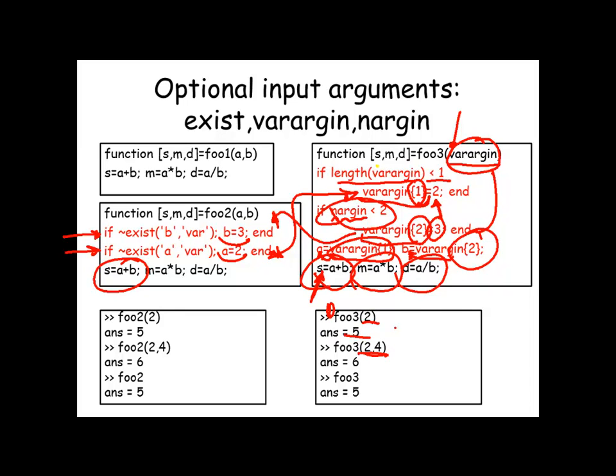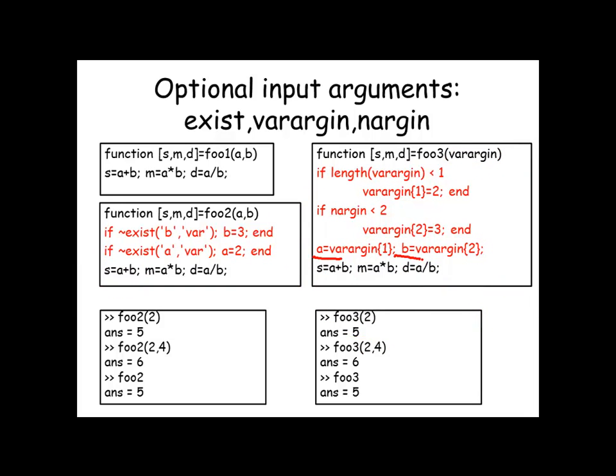So here we call with a single input argument, we get 5. With 2 input arguments, in which case varargin will be a cell array containing the values 2 and 4, which will be copied into a and b. And then we again find the sum to be 6. In the last one, we are not providing any input arguments. Varargin will be an empty cell array. And then we will be filling in with our default values, 2 and 3. And then 2 will be copied into a, 3 will be copied into b, and the summation will be calculated as 5.